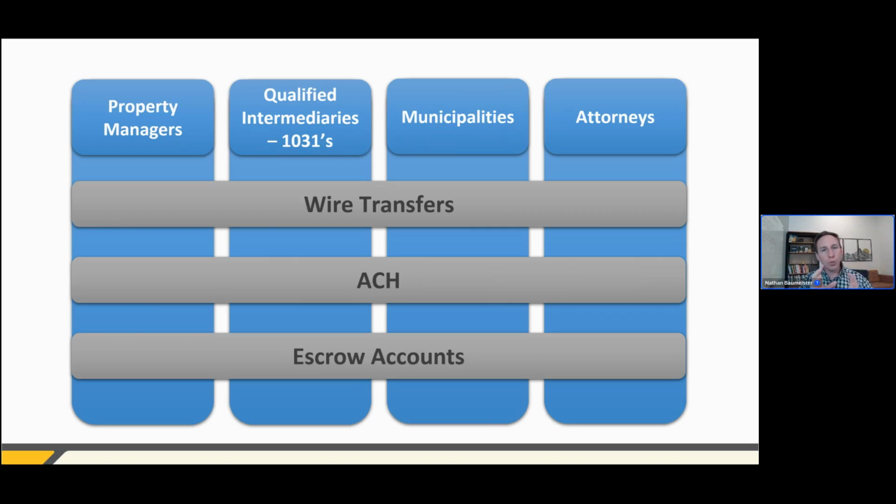The problem that arises is when you start looking at specific verticals of commercial customers, so property managers, 1031 exchanges, municipalities, attorneys. I could continue to go down the list, but I'll just stick with the ones that are here on the slide. And you say, wait a second, the way property managers use wire transfers, or ACHs, or escrow accounts is different than how a 1031 exchange qualified intermediary does, which is different than the way a municipality does, which is different than the way an attorney does.